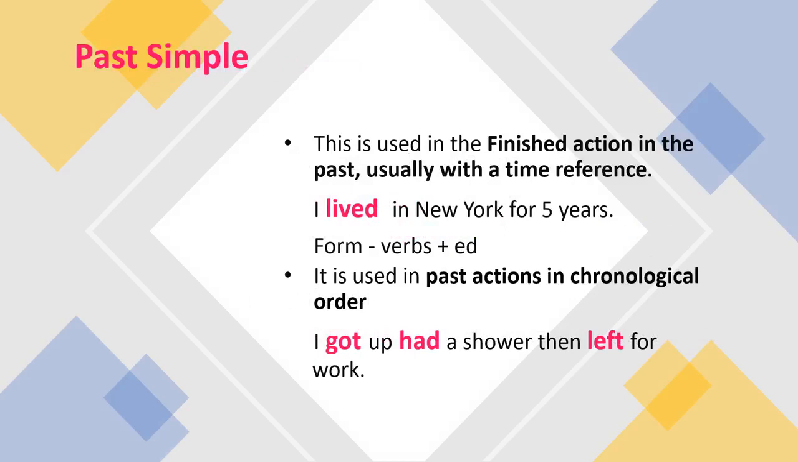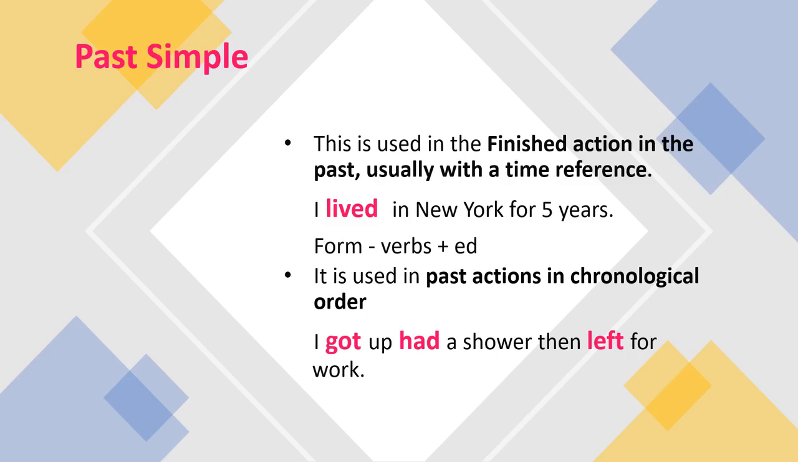Now we have past simple tense. This is used for a finished action in the past, usually with a time reference. For instance, it could be I lived in New York for 5 years. So here the verb lived shows that the action is already finished. So in this case we use past simple tense.